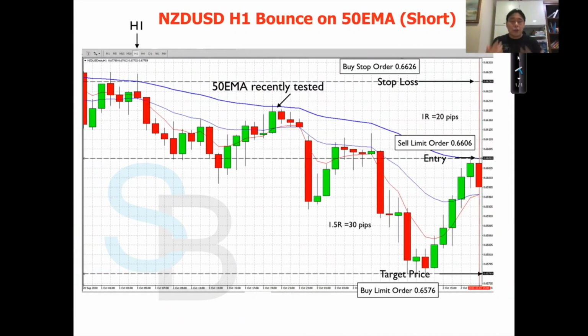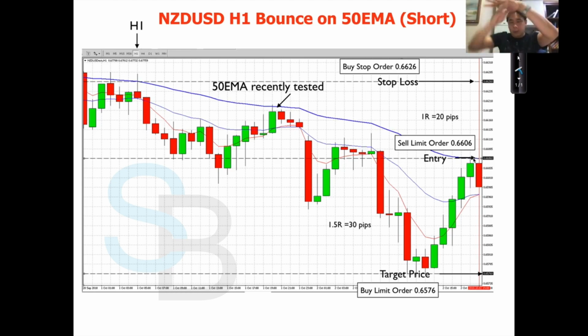Okay, so let's now look at a short example. This is a New Zealand dollar short setup, and again bouncing off the 50 EMA on the H1 time frame. This was the one where, in fact, I called it on the chat group. I saw it, I was flipping through, I said, hey, the price is going up, it's going to hit the 50, we think it's going to bounce. So I called it on the chat group, and I think a lot of my students took it and did well.